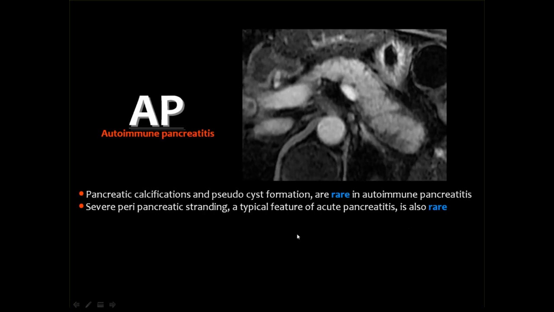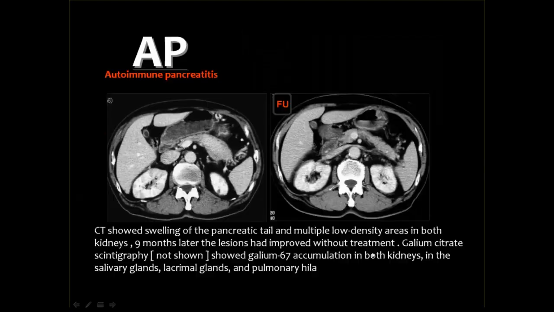Then you should remember that in cases of pancreatitis, you can see pseudocyst formation, and you can see calcification in chronic pancreatitis, and you can see peripancreatic fat stranding. All these features are not seen in cases of autoimmune pancreatitis.